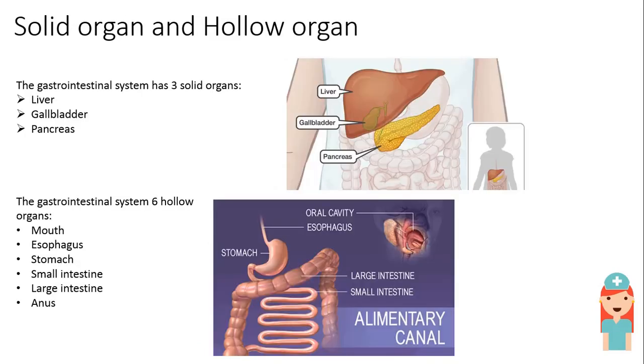The gastrointestinal system has 3 solid organs: the liver, gallbladder and pancreas. The mouth, esophagus, stomach, small intestine, large intestine and anus are the hollow organs. The hollow organs push food through our bodies via a process called peristalsis. It's the push and the pull that allows food to move from one muscle to another. The muscle behind the food contracts and the muscle in front of the food relaxes, allowing for easy passage. That's how food moves through our body.